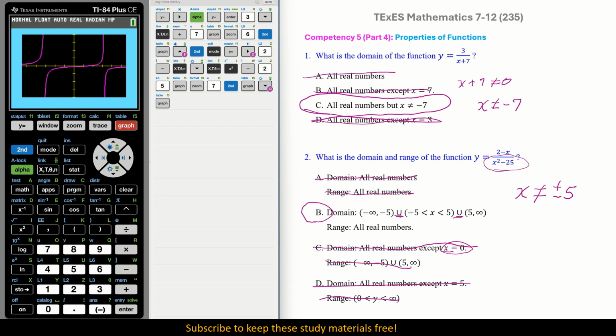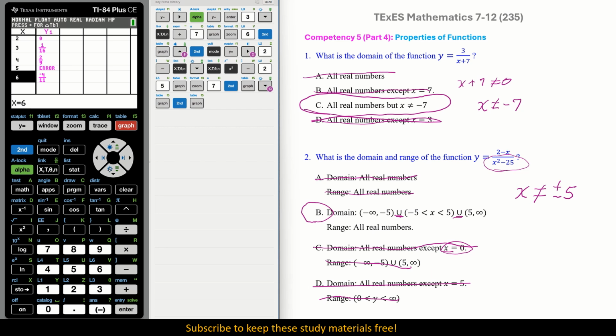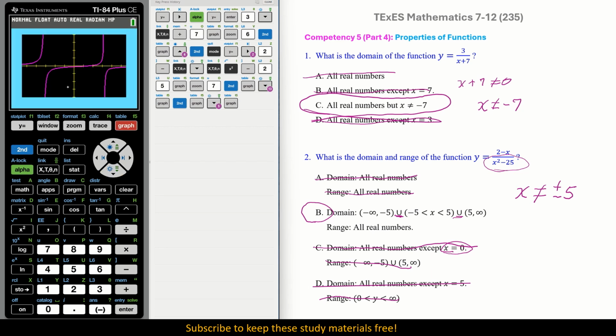The range is all real numbers. So let's take a look here back at our table. And okay, let me go back to the graph so I can just eyeball it.